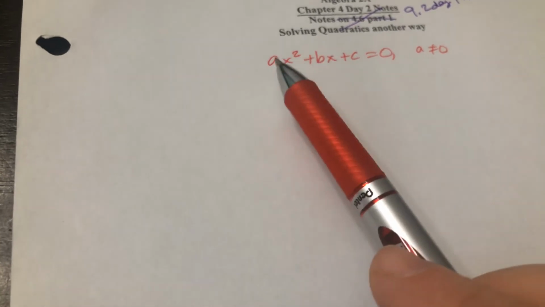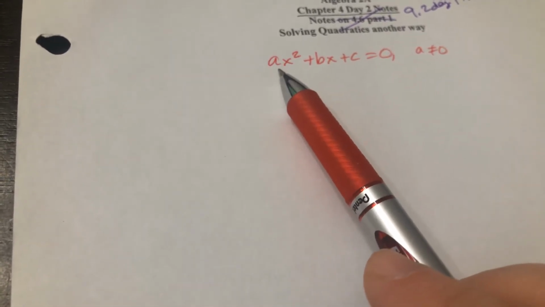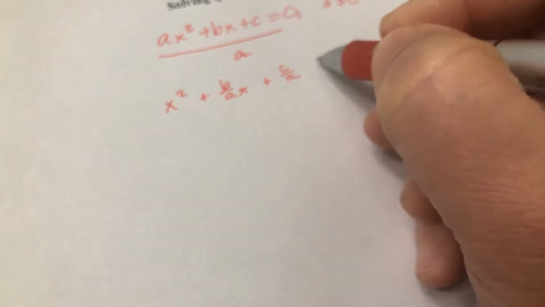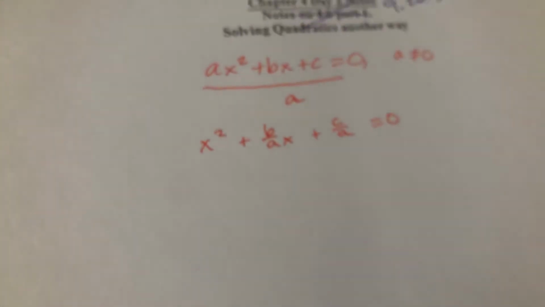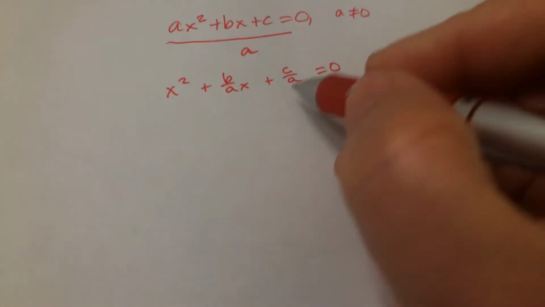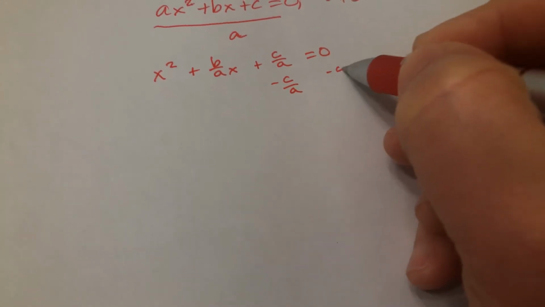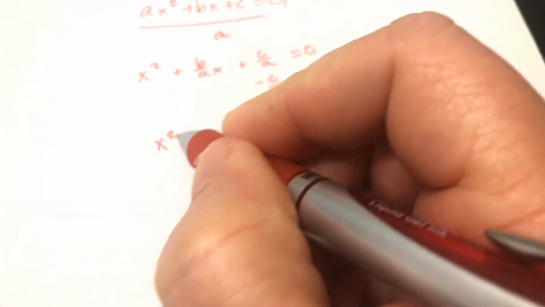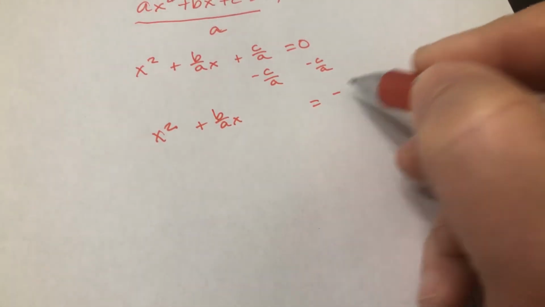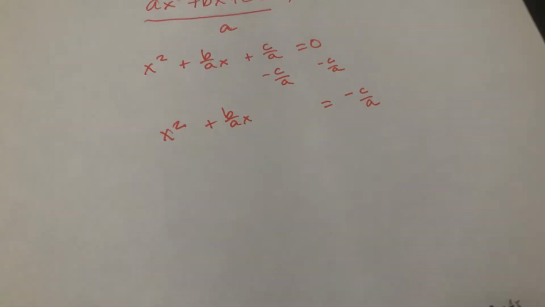So the first step to completing the square is making sure the value of a is 1. So I have to divide everything by a. So that's going to give me x squared plus b over a x plus c over a, and then 0 divided by a is 0. So then your next step is to move this c term over. So that gives me x squared plus b over a x equals negative c over a.